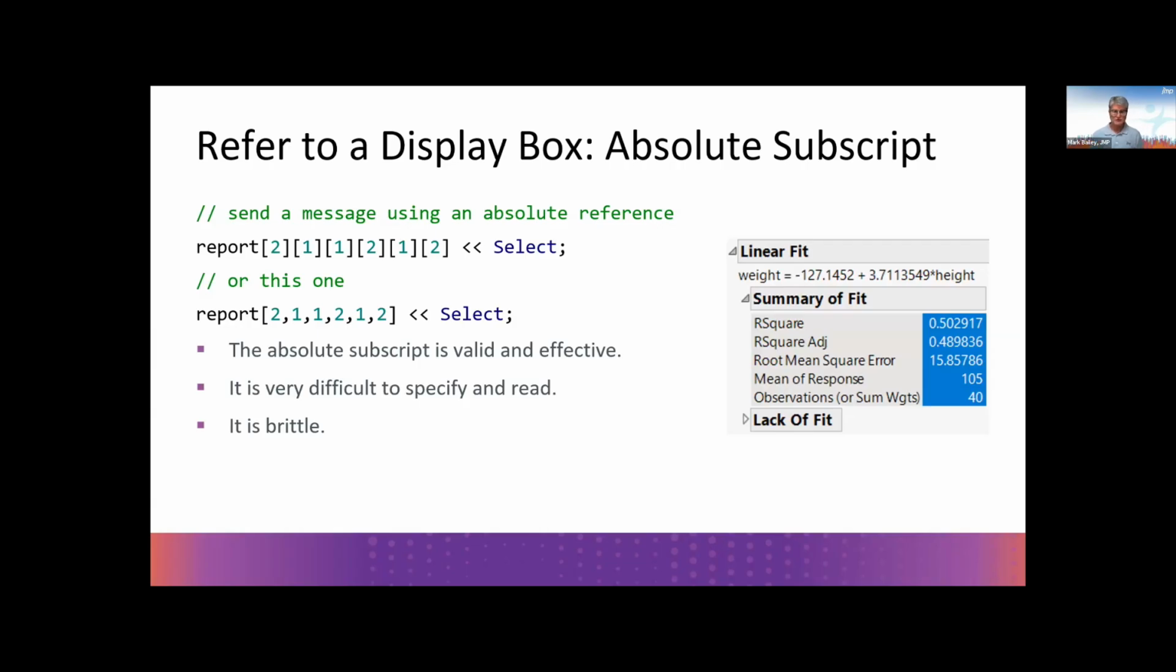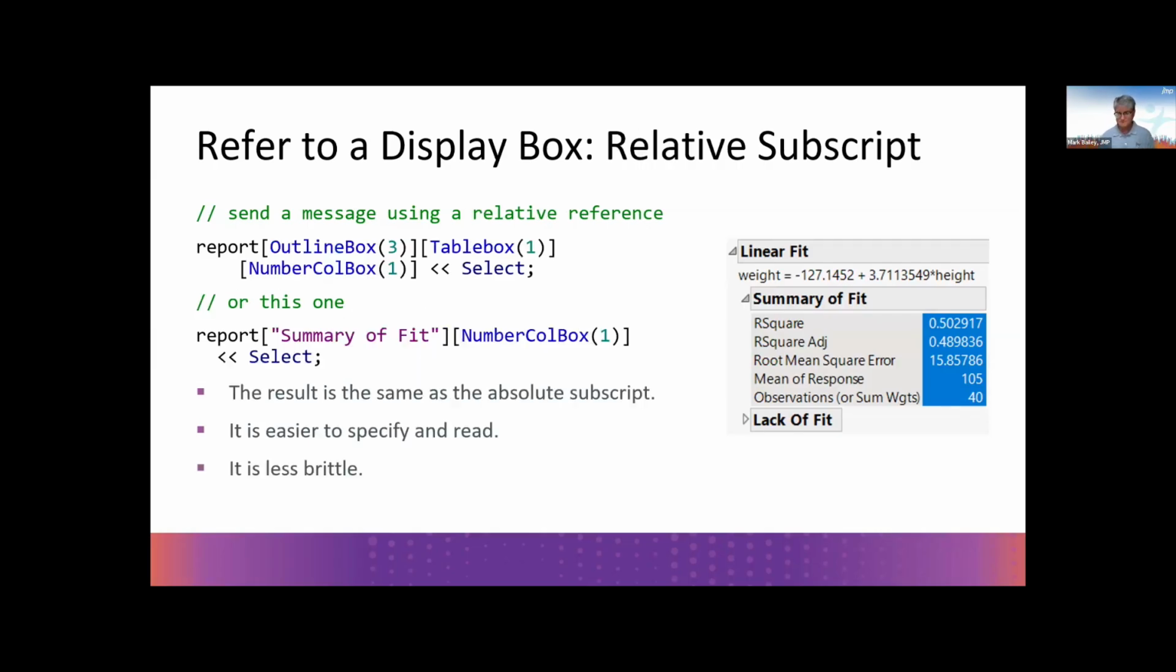So absolute subscripts are valid and effective, but they're very difficult to specify and equally difficult to read. They're also brittle. By that, I mean they easily break depending on various circumstances, what you have open, the order in which you perform certain operations, and certainly updates to JMP itself. So we don't recommend it.